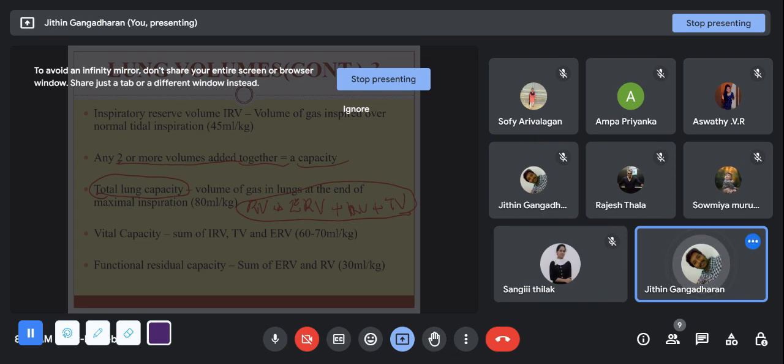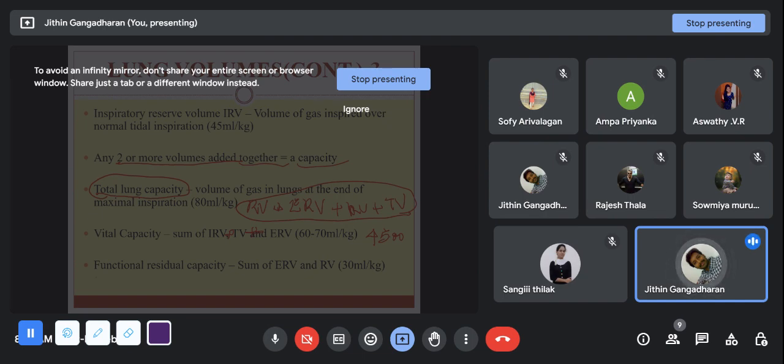Okay, so it is nothing but adding your IRV plus TV plus ERV. It will be around 4,500. IRV plus TV plus ERV. So that is your vital capacity.